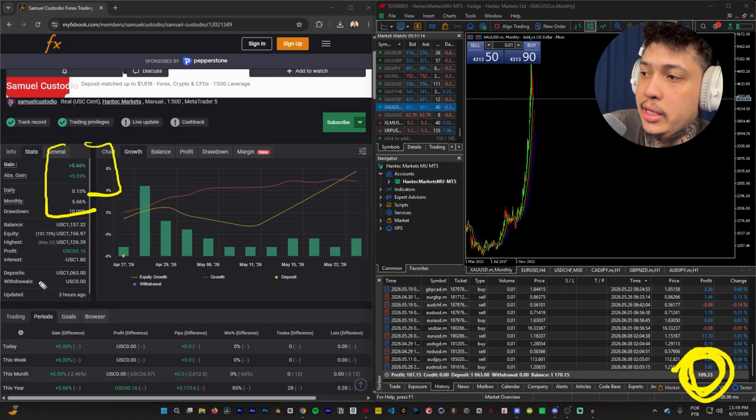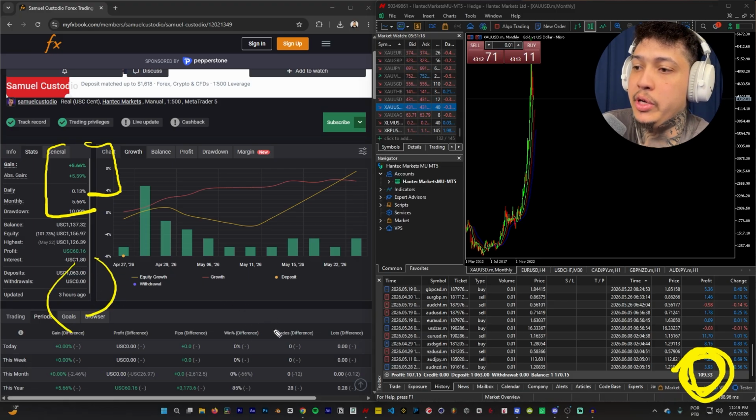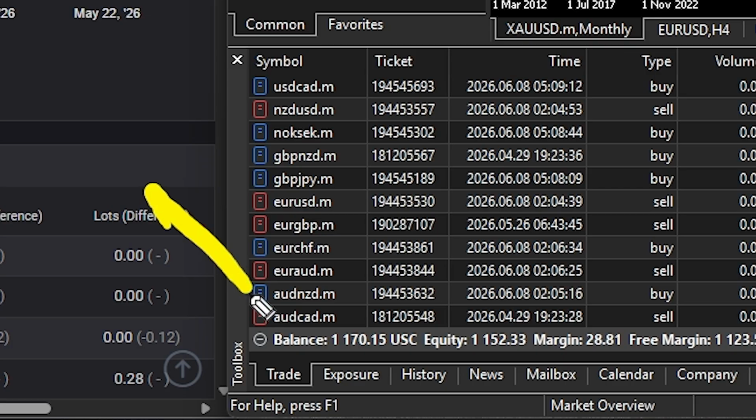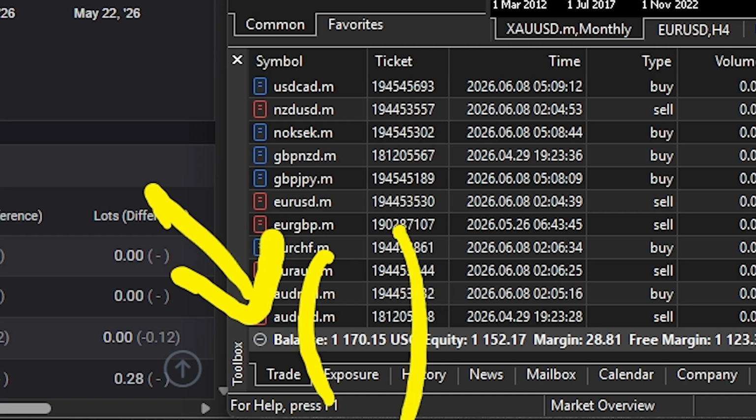It was updated 3 hours ago. I need a few more hours for it to update, but I'm going to show you guys that it is actually 10%. If you go here to the balance part, you see that I have 1,170. I started with 1,063, like I said, and now it's 1,170.